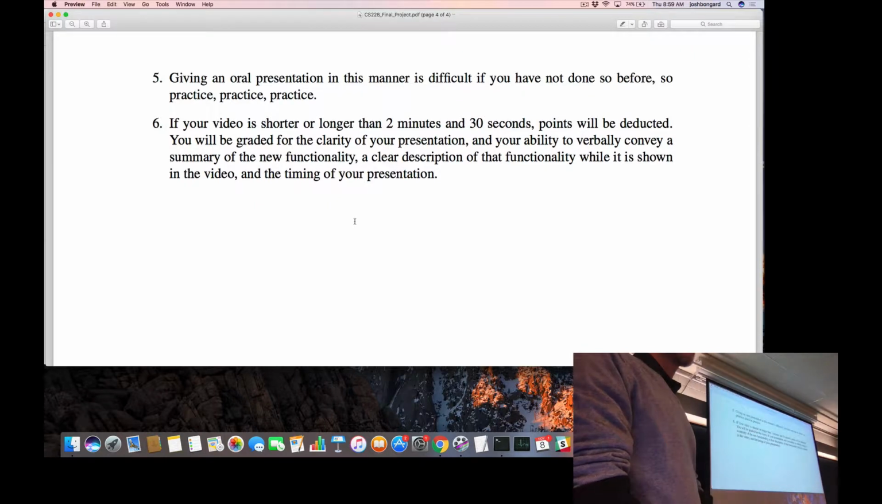Can there be audio if it's a part of the functionality? There can be audio if it's part of your functionality, absolutely. If you're putting in sound or music as part of your system, that's fine.